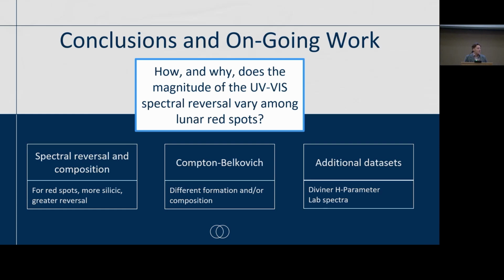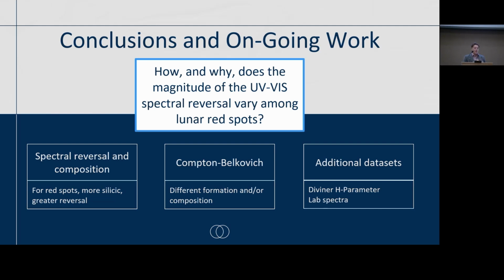Next. So going back, revisiting my science question: how and why does the magnitude of the UV-Vis spectral reversal vary among lunar red spots? So far, we were able to answer the how, but we are not completely sure of the why. So it is possible that there are ties to composition. These regions are all believed to be highly silicic, but is it because more silicic has less reversal or more silicic has greater reversal? We will compare to additional sites to see this. Compton-Belkovich did stand out as an outlier, which agrees with previous studies that I mentioned.